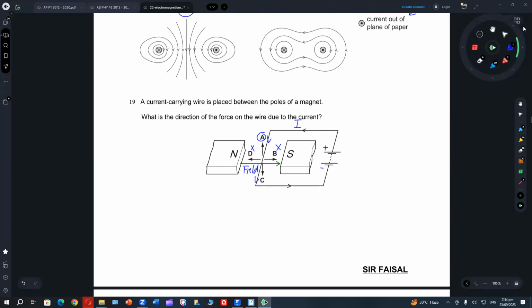Why are B and D cancelled? Because the force cannot take the direction of the magnetic poles, north and south, and also it cannot take the direction of current.